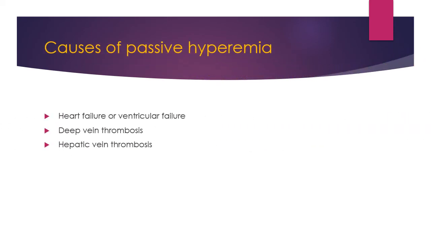The causes of passive hyperemia: the first one is heart failure, or ventricular failure. The left and right ventricles are the two main pumping chambers of the heart. The right ventricle pumps blood to the lungs and the left ventricle pumps oxygen-rich blood to the body. When the heart can't beat well enough to push blood through the body, blood begins to back up, and this backup causes swelling or congestion in organs like the liver, lungs, spleen and kidney. These organs are affected due to heart failure, which is the most common cause of passive hyperemia.